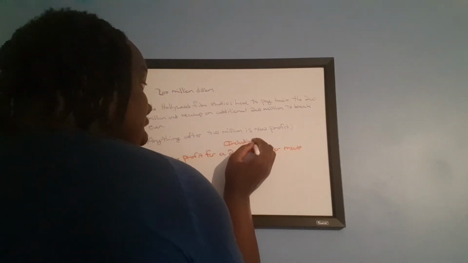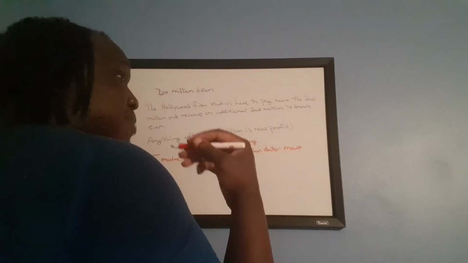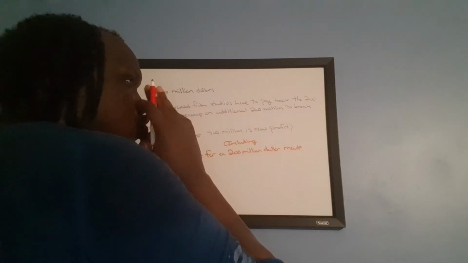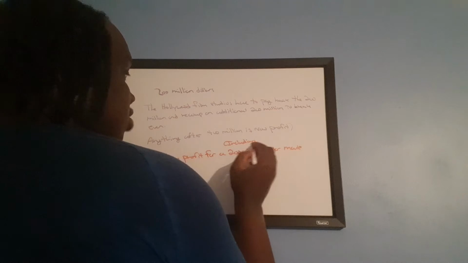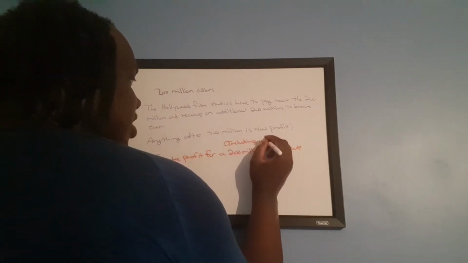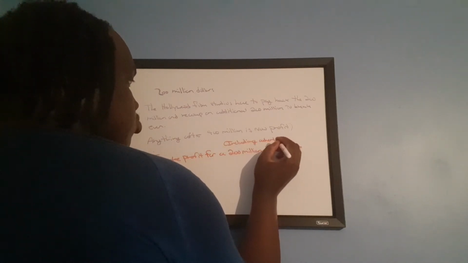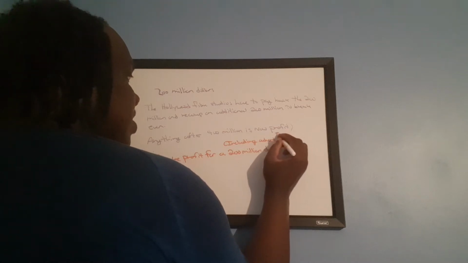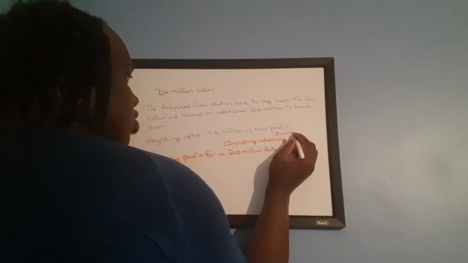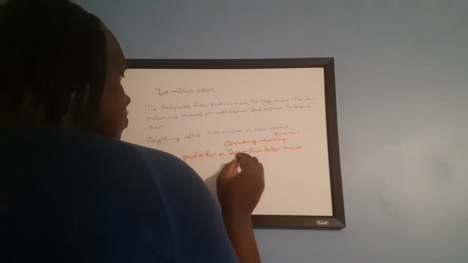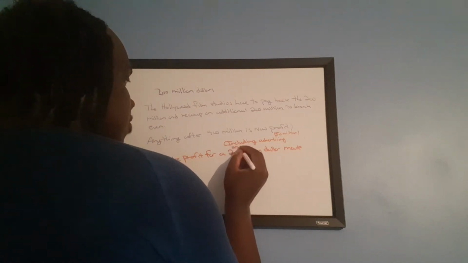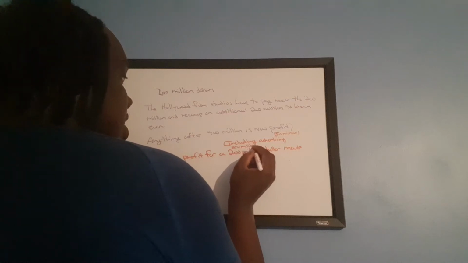Advertising costs are usually not included in the budget. The company spent a good 50 million. So let's assume they spend $50 million in advertising, so $250 million including the budget. To make profit for a $200 million, or $250 million, I'll say $250 million, right?